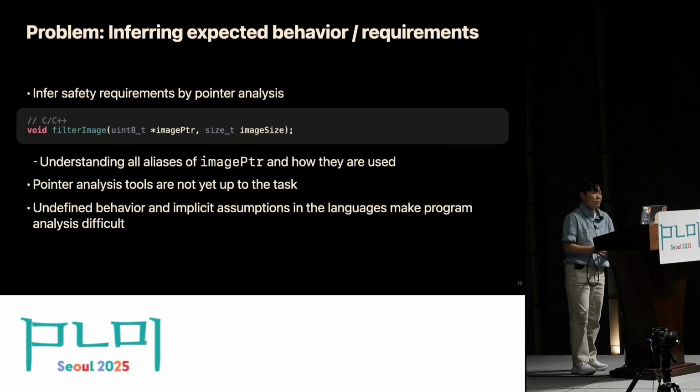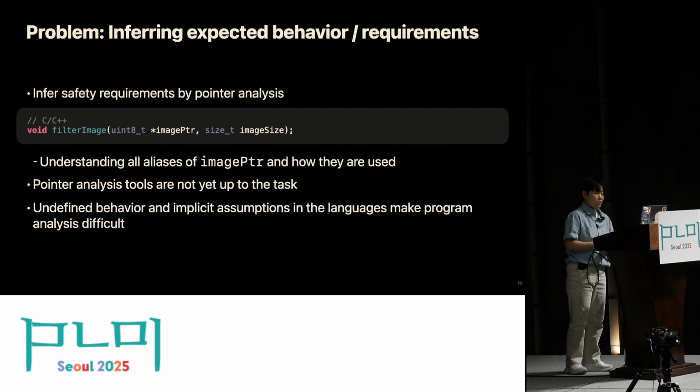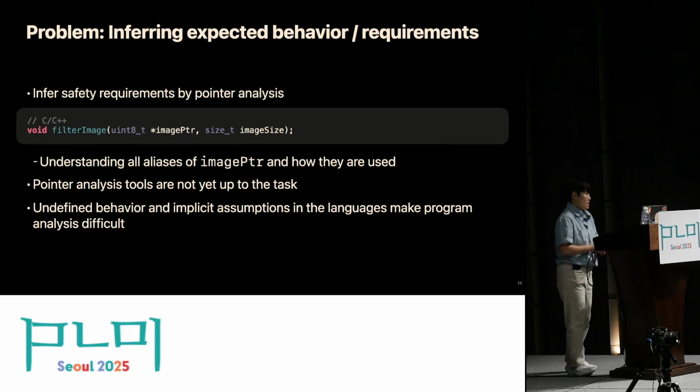Then there's a problem of reasonably inferring those expectations. That will require pointer analysis to understand all aliases of the pointer and how they are used. However, pointer analysis tools for C and C++ are not yet up to the task due to the difficulty posed by undefined behavior and implicit assumptions inherent in these languages.